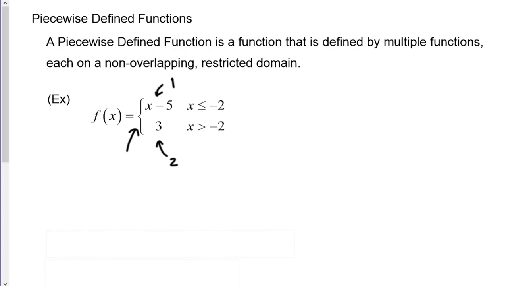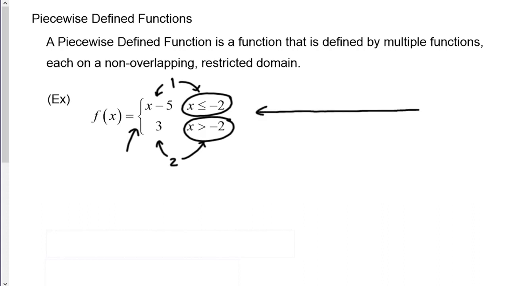And the first function is only defined on the domain where x is less than or equal to -2. And the second function is only defined on the interval where x is greater than -2. And notice, if I drew a number line, that these are non-overlapping domains. So here's -2. The first function, which I'll draw in green, is defined where x is less than or equal to -2. The second function, which I'll draw in blue, is defined where x is greater than -2.